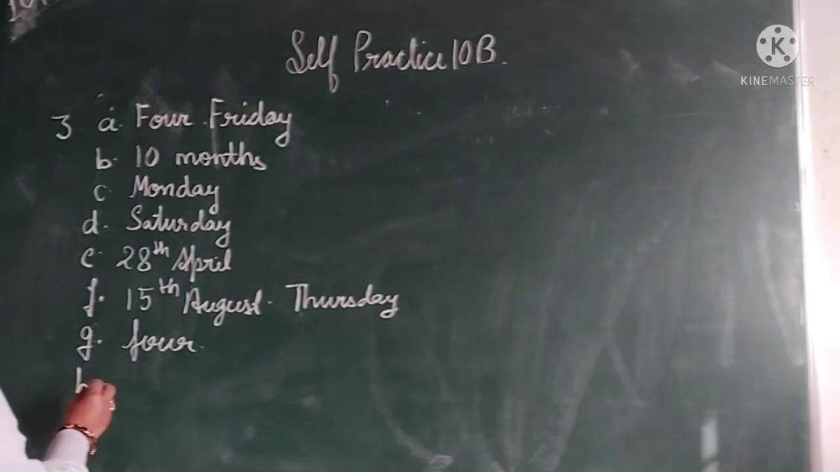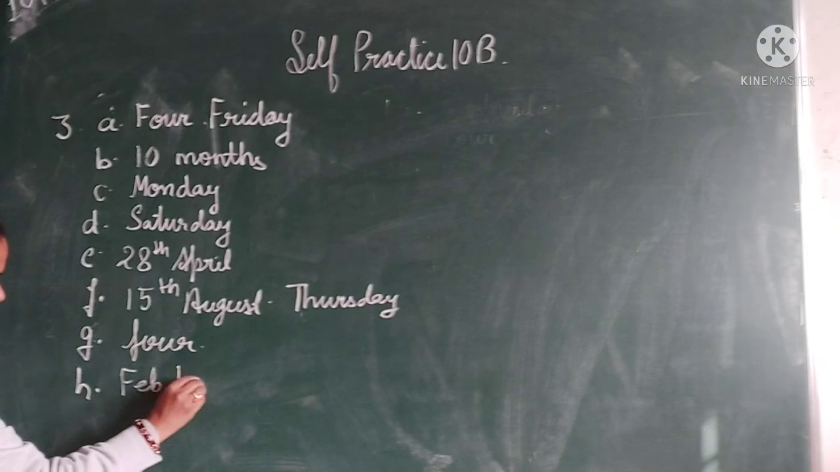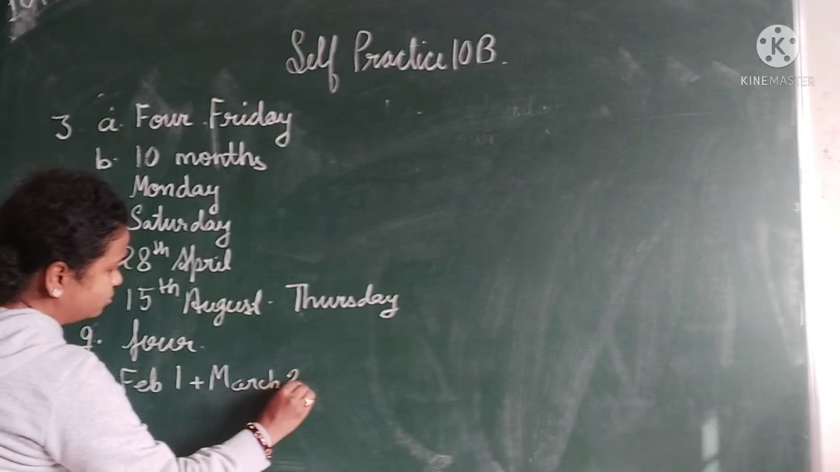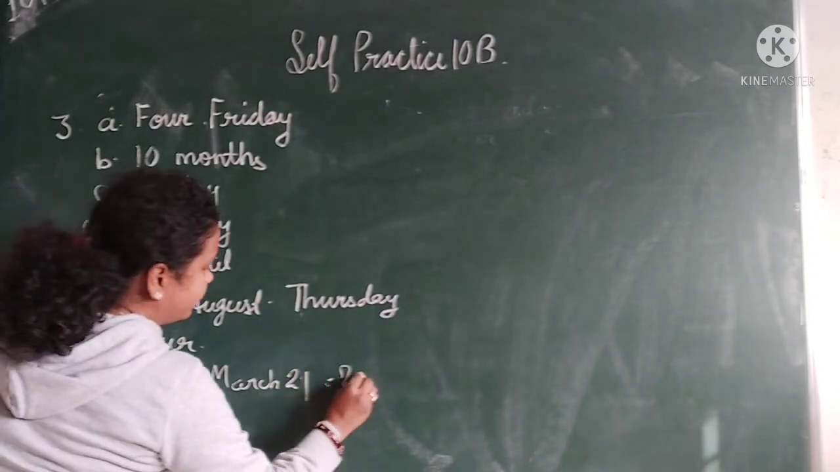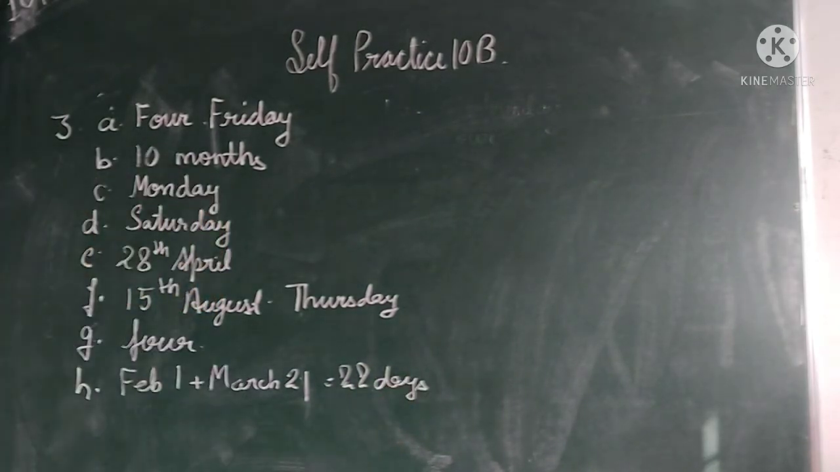So you can write here in short, Feb 1 day plus March, how many days? 21. The total how many days? 22 days. Correct? So how many holidays are there? 22 days holiday will be there. Okay?